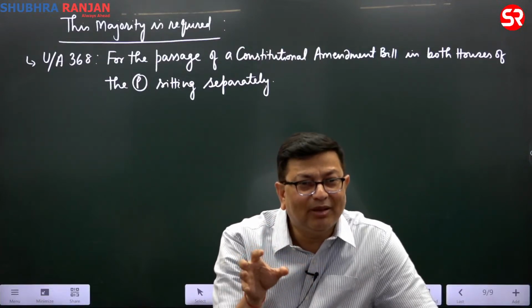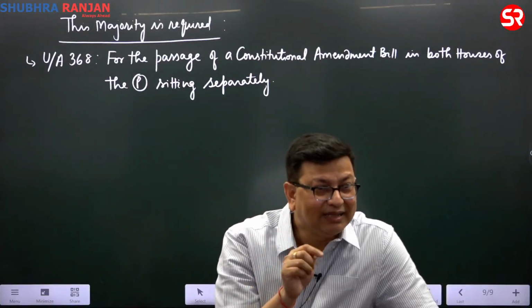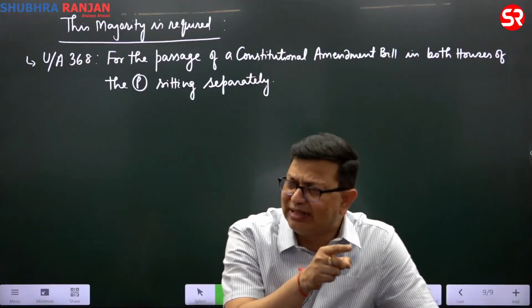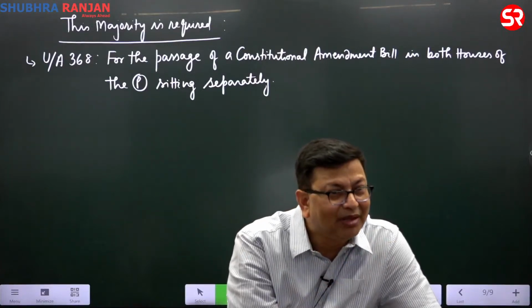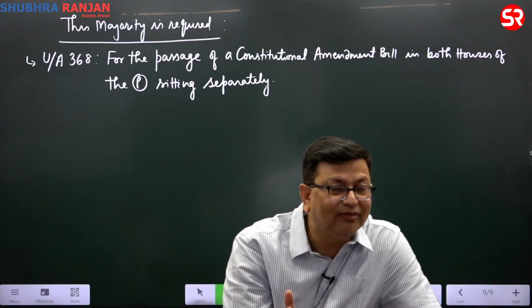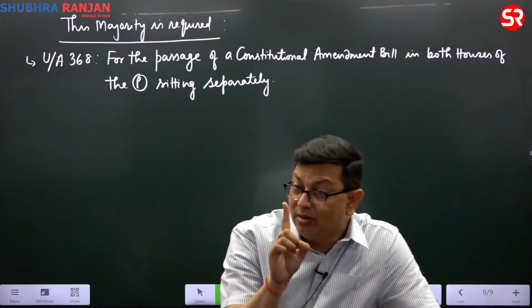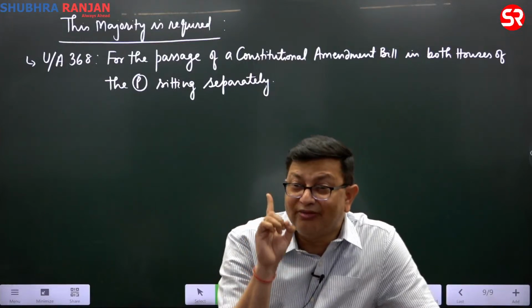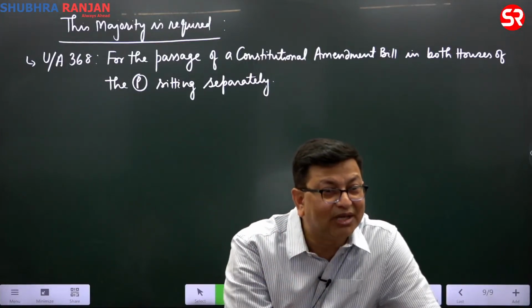But now, only 4 seats are left, and they will get the majority in the Rajya Sabha. But we don't know about the Lok Sabha elections. Let the results come on, we can say on 4th. So, this majority is required for the amendment of the constitution.